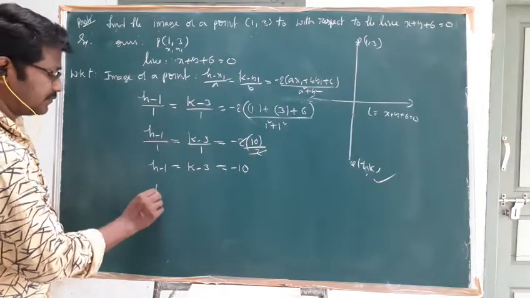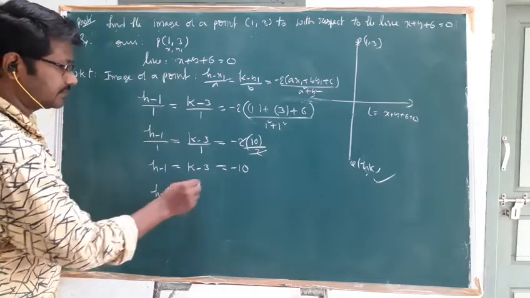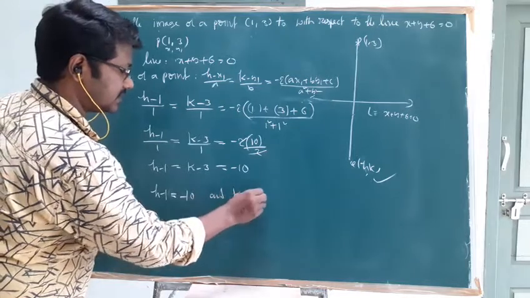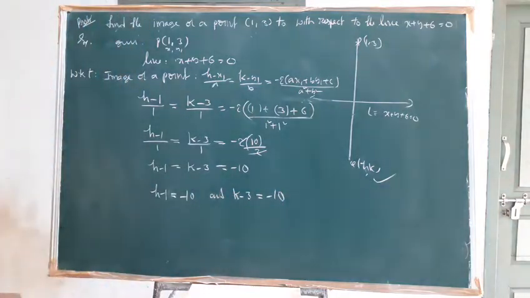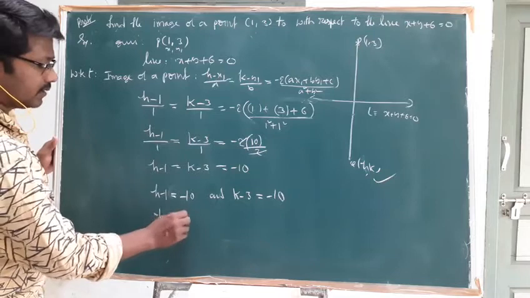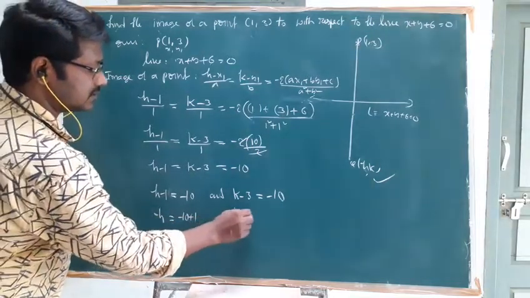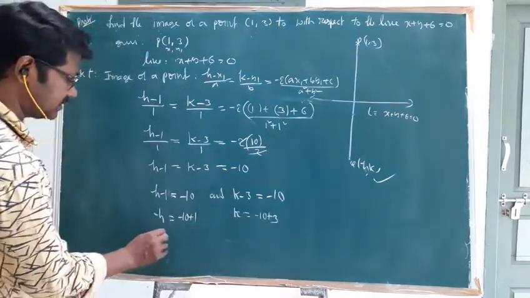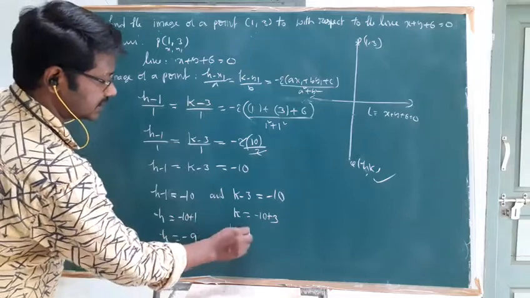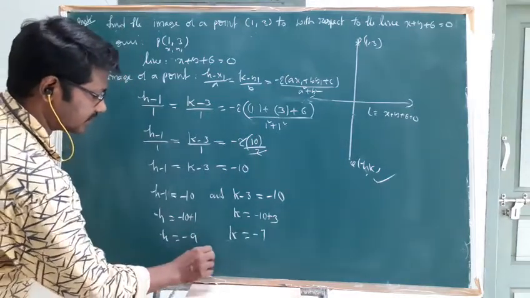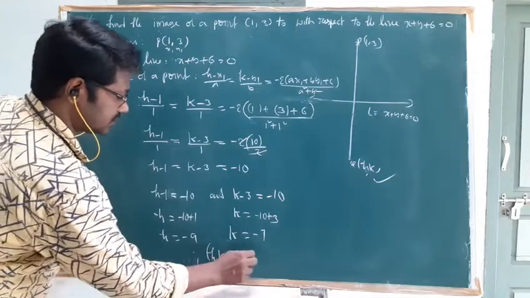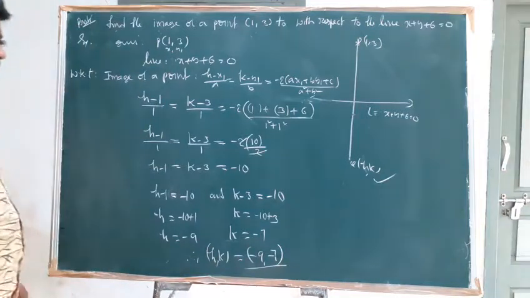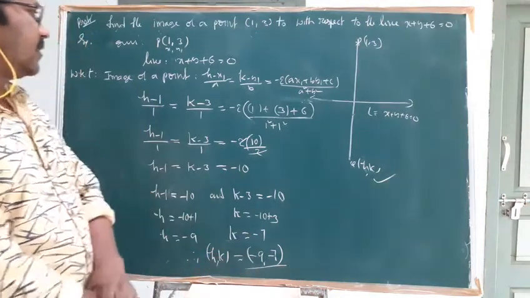Now equate. Therefore h minus 1 is equal to minus 10 and k minus 3 is equal to minus 10. H is equal to minus 10 plus 1, k is equal to minus 10 plus 3. H is equal to minus 9, k is equal to minus 7. Therefore, h comma k is equal to minus 9 comma minus 7. This is the image of a point.